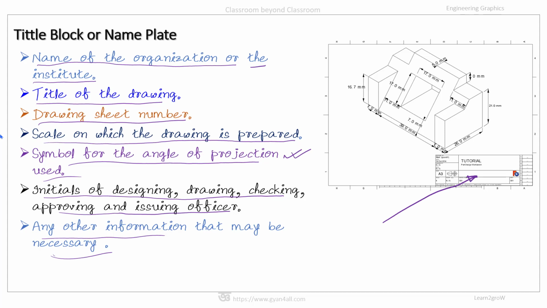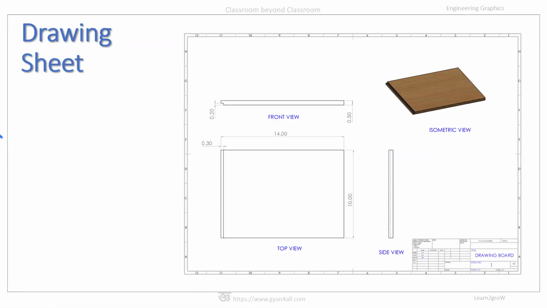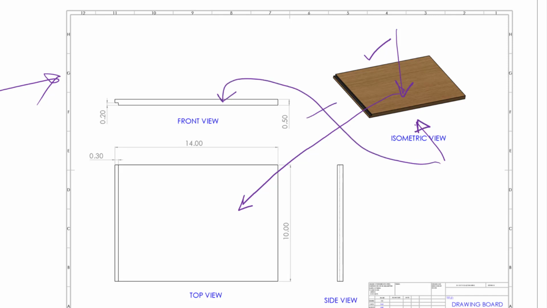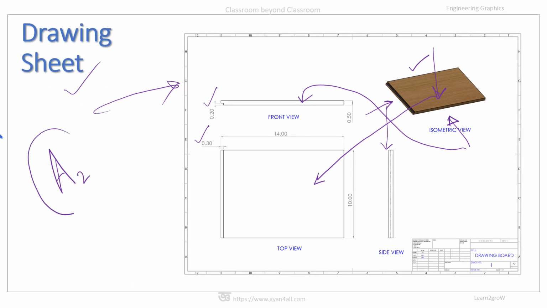So for the sake of demonstration only, I have drawn a drawing of a drawing board. So this is the drawing sheet, and this drawing board is drawn. This is the isometric view, and from here if we see, it is the top view, and this top view is represented here. And if we look at from the front side, then it is the front view, and this is front view. And if we look at from the side, then this is called the side view. And these are the dimensions, and this is actually A2 size drawing sheet.